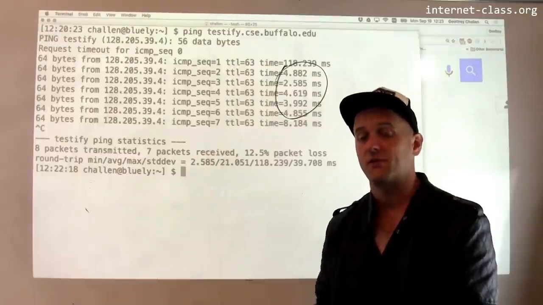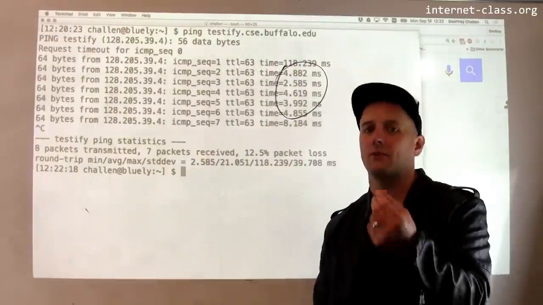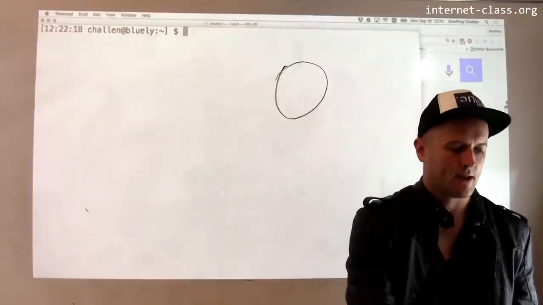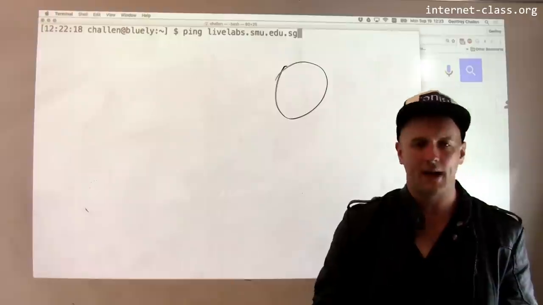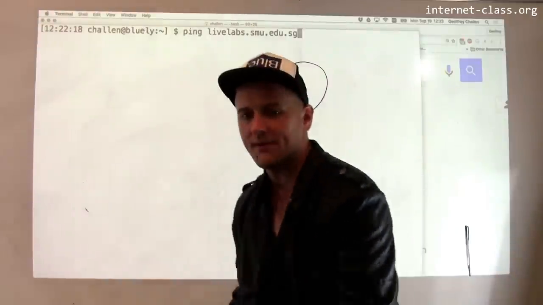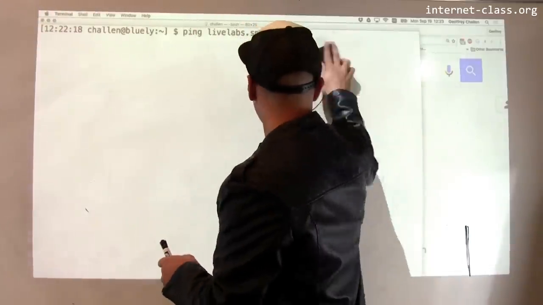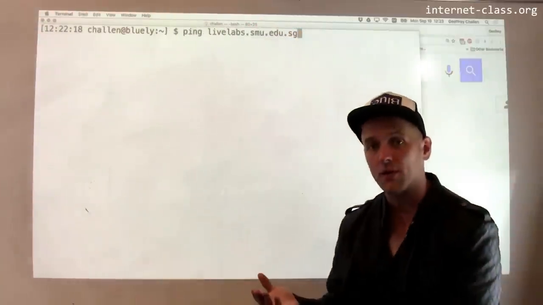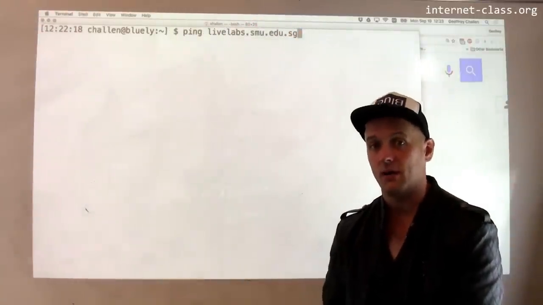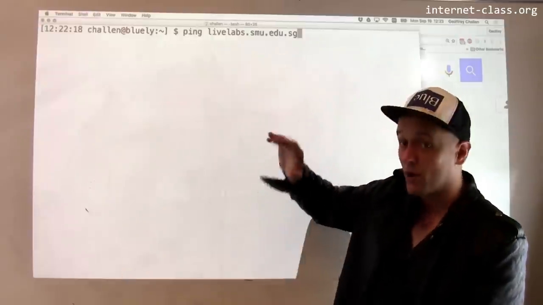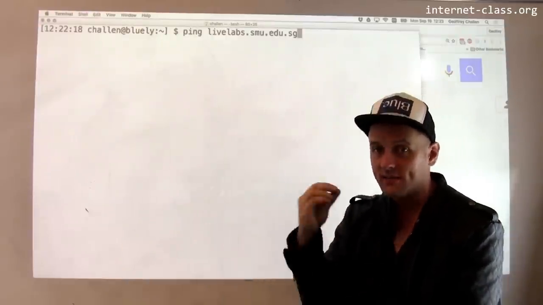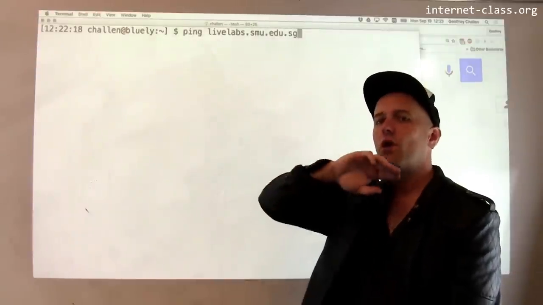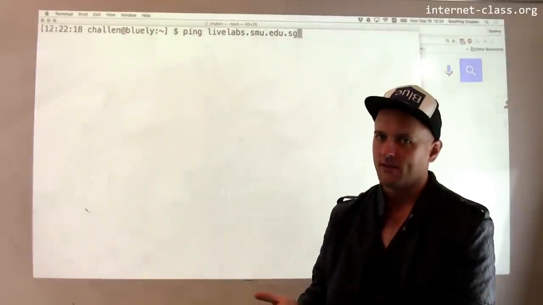So latency is usually a function of router handling time and delays at routers along the way rather than the speed of light. To make that more apparent, let's run a different ping test. I'm going to ping a machine called livelabs.smu.edu.sg. SG is Singapore's DNS suffix. So this is a machine located at Singapore Management University, in Singapore. Singapore is almost on the other side of the world from us.